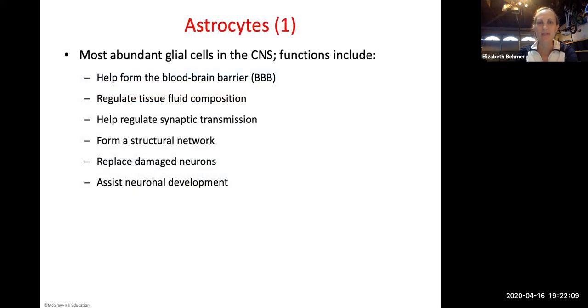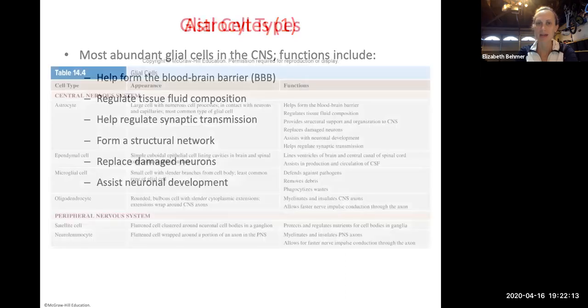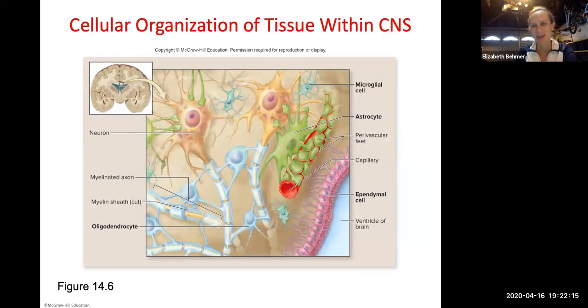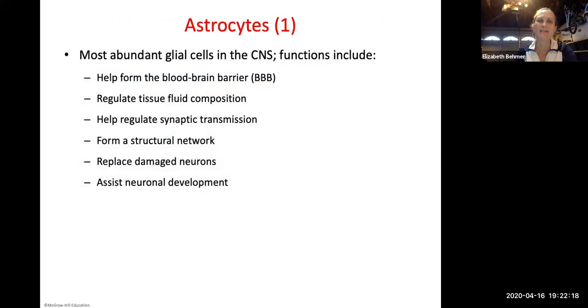Okay, so we're going to look at the astrocyte first. This is the most abundant glial cell in the central nervous system. So these are the astrocytes. They help form what we call the blood-brain barrier. They have their little perivascular feet that wrap around capillaries. So they form a barrier between the blood that's going through these capillaries and the brain tissue. So that's why we call it the blood-brain barrier.